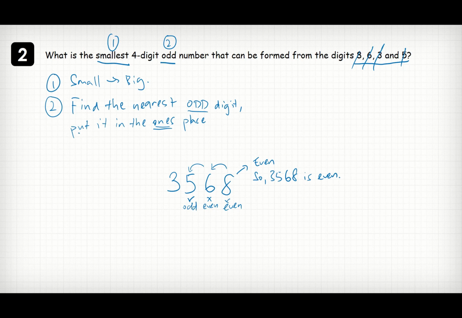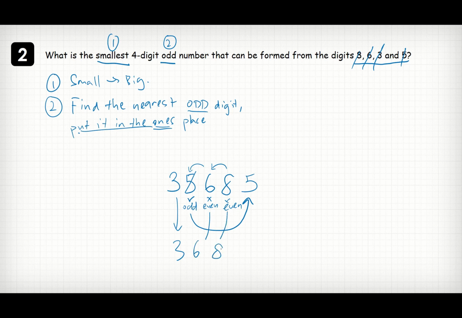Now I need to put it in the ones place. Let's make some space. And 5 will be here and not here anymore. So now my number is 3, 6, 8, 5. And this is the correct answer.